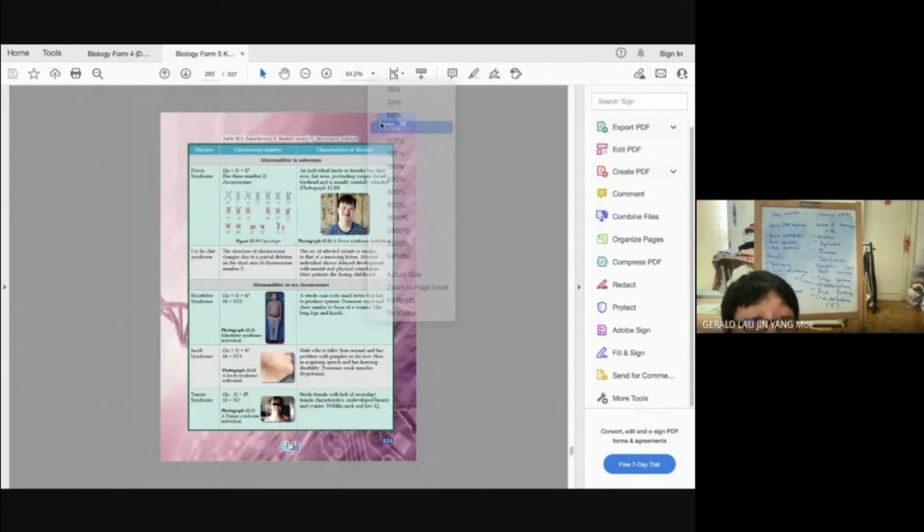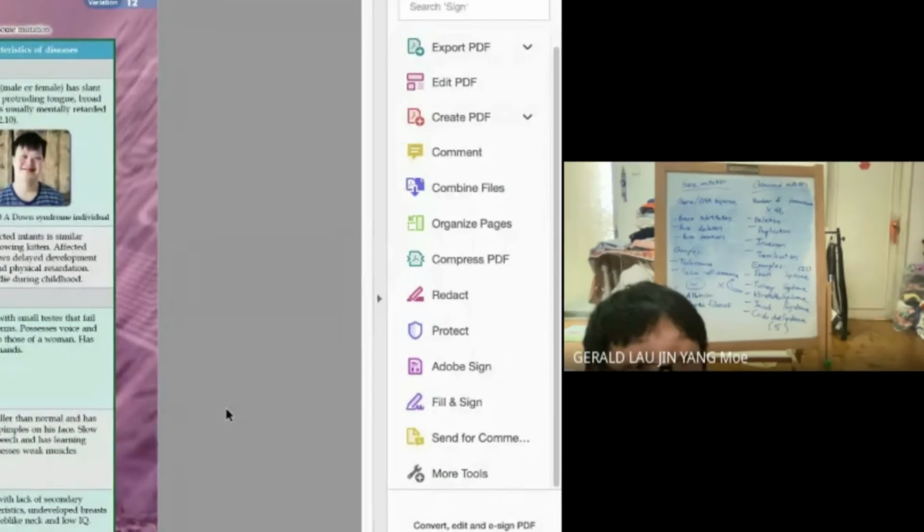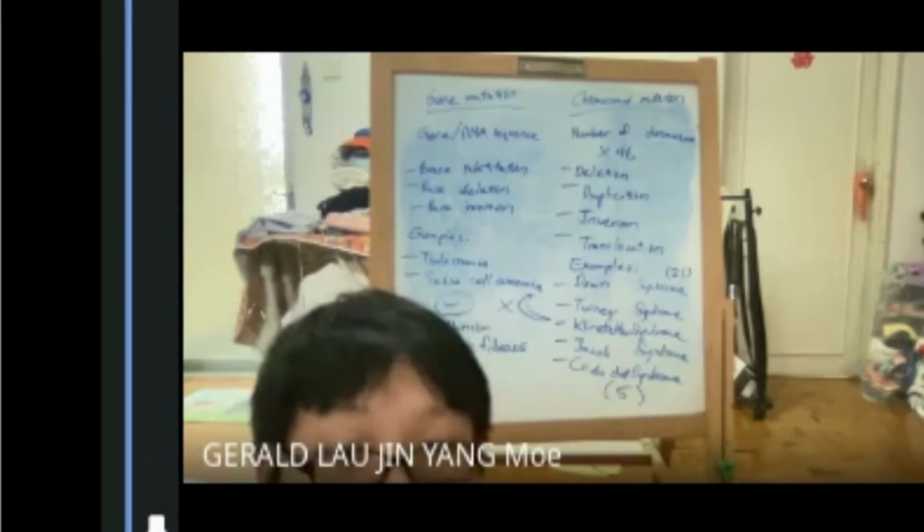Okay, and then Jacob syndrome is 47 chromosome, 44 plus XYY lah. So that means this one even worse lah. This is like so powerful, you know. Your sperm can produce double Y chromosome, you know. This mutation very powerful, you know. So male who is taller than normal and has problems with pimples on his face, slow in acquiring speech, learning disability, weak muscles which is hypotonia lah. So ini Jacob syndrome. Understand?